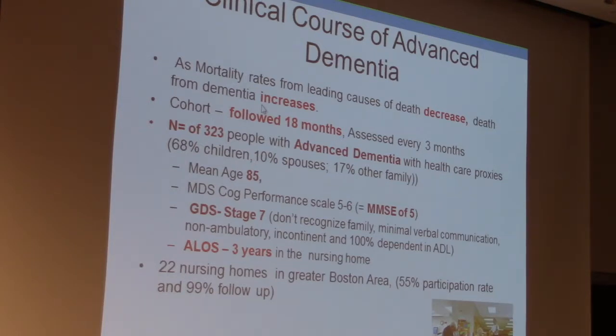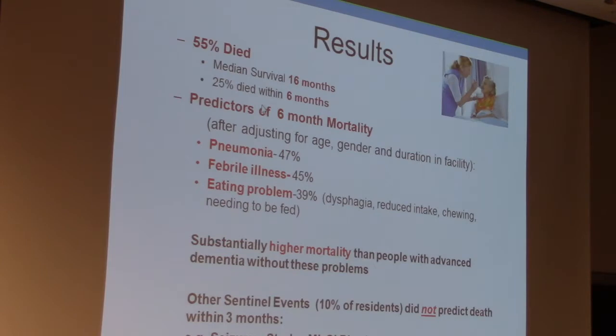Most of them were GDS, Global Deterioration Scale, of 7, which meant that they were completely dependent in all of their functional status, that they didn't recognize family, they had minimal verbal communication, non-ambulatory, incontinent. And on average they had been 3 years in the care facilities that they were in. And this was done in 22 different nursing homes in the greater Boston area. 55% agreed to participate in the study, and they had 99% follow-up of the people who agreed, which is phenomenal, to do a study and get that degree of follow-up.